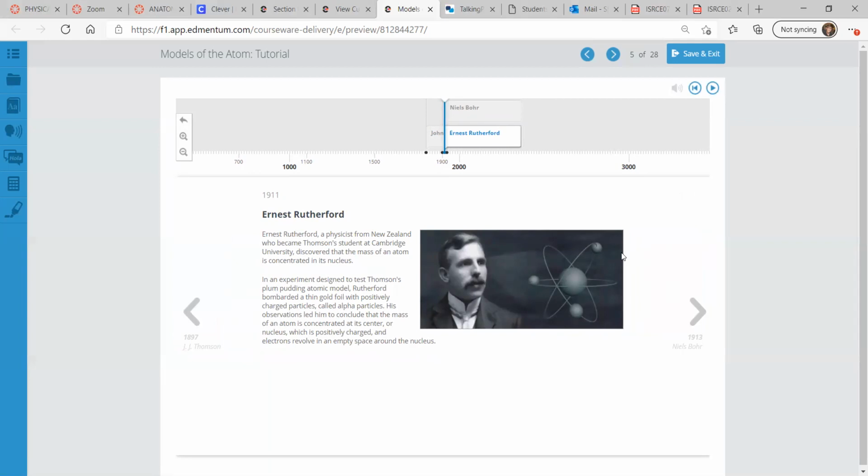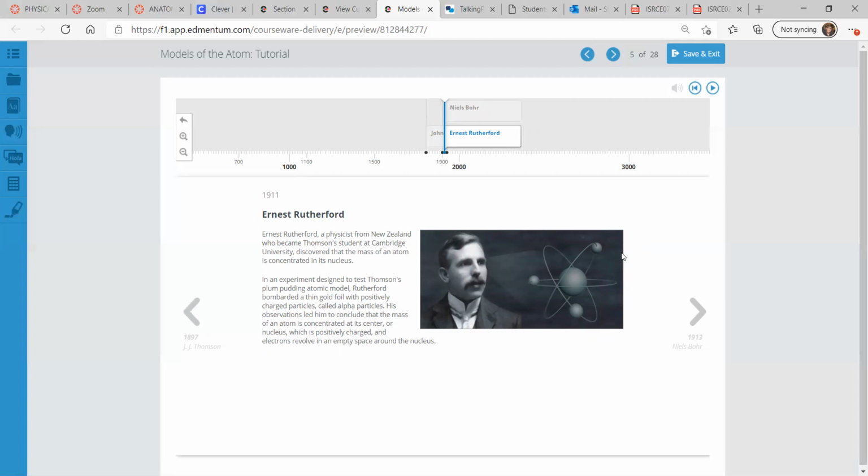But not very much later, 14, 15 years or so, Ernest Rutherford, a physicist from New Zealand, near Australia, became Thomson's student at Cambridge University, and he discovered that the mass of an atom is concentrated in its nucleus. In an experiment designed to test Thomson's plum pudding atomic model, Rutherford bombarded a thin gold foil with positively charged particles. They were called alpha particles.